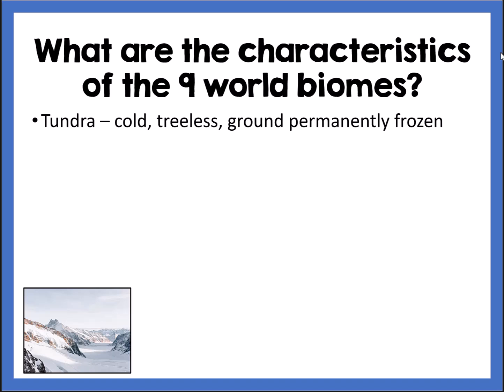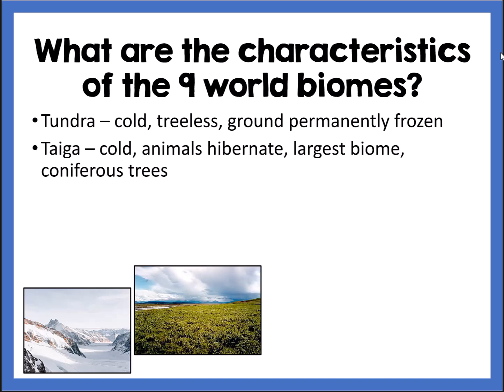Tundra is a cold, treeless area where the ground is permanently frozen. They call it permafrost. The taiga is also cold, and it has hibernating animals. It is the largest biome, and it does have some coniferous trees. So the difference here between tundra and taiga is that the tundra is treeless. It doesn't have any large vegetation, and the taiga does.